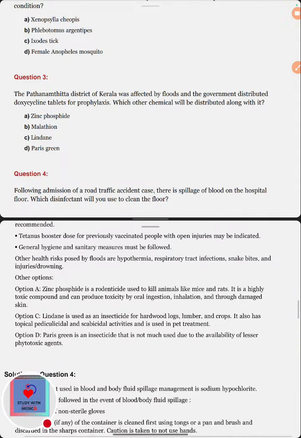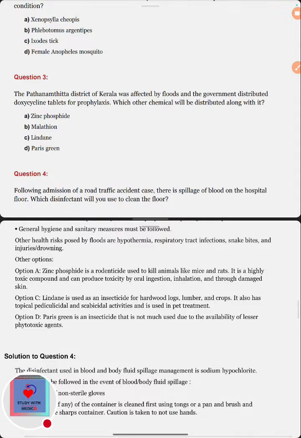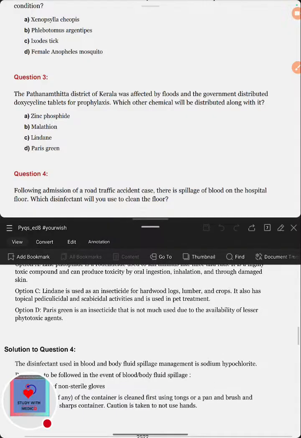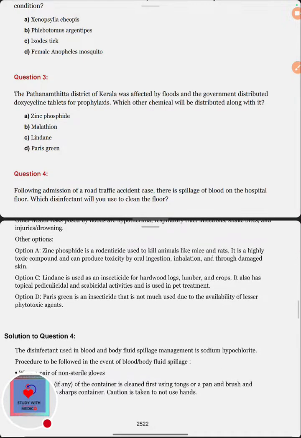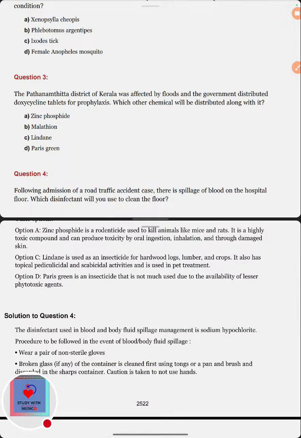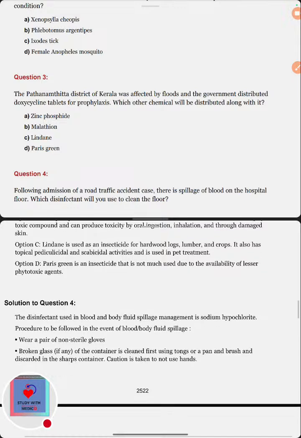Tetanus booster dose for previously vaccinated people with open injuries may be indicated. General hygiene and sanitary measures must be followed. Other health risks posed are, let's say, hypothermia, respiratory tract infections, snake bites, injuries, drowning. Zinc phosphide is a rodenticide used to kill animals like mice and rats. It is a highly toxic compound that can produce toxicity by oral ingestion, inhalation, or damage to skin.